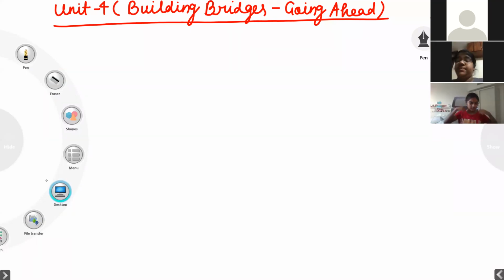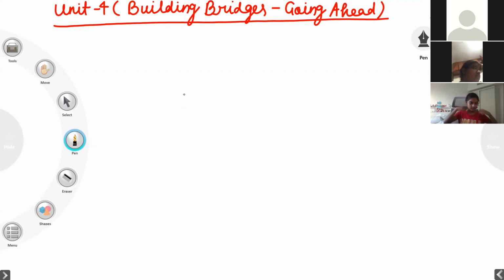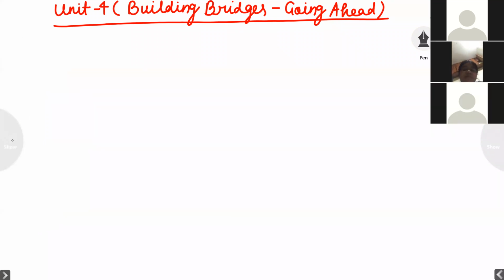The title of unit 4 is Building Bridges Going Ahead. Which chapter is going on? First chapter. What is the name of the first chapter? Application of percentage.